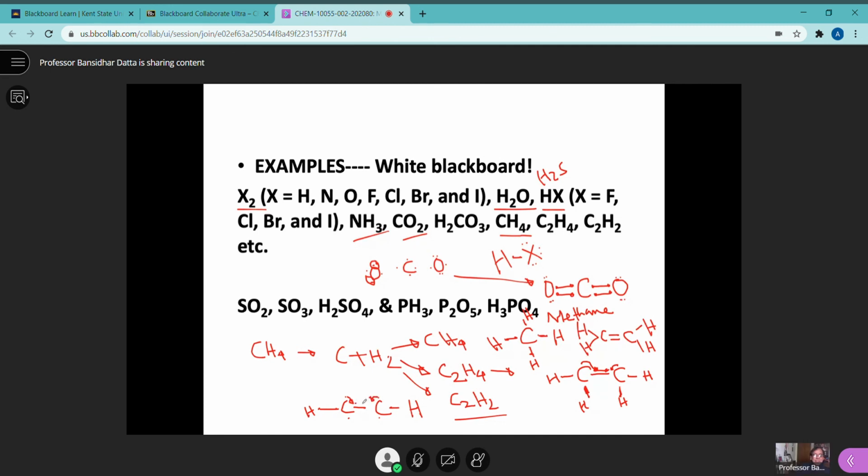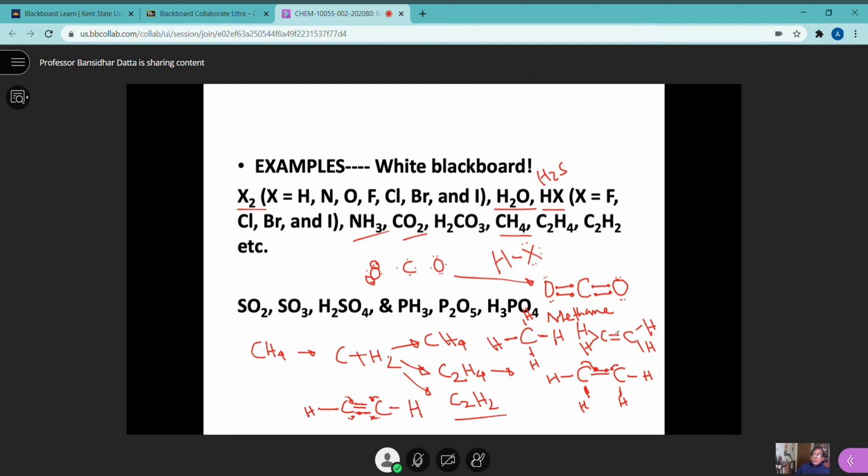So let's say like this, one double bond. This one will move to this, and this one also will move to this. Let me make a triple bond. That's acetylene, C2H2. Methane, ethylene, acetylene. These are the concept of double bond and triple bond.